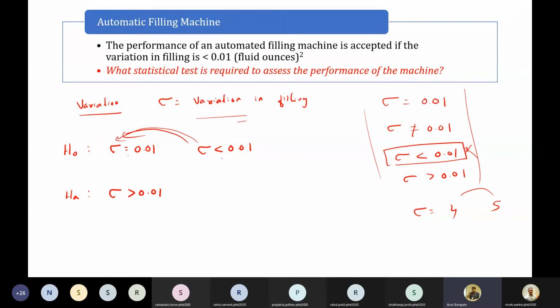They are complementary when the bottle filling efficiency or the variation in filling is greater than 0.01, right? So that is what you need to be very careful about in framing the alternate hypothesis. Otherwise, the complete statistical analysis will not have any meaning at all. So this is H0: sigma is 0.01, and HA, the alternate hypothesis, is that it is more than 0.01.